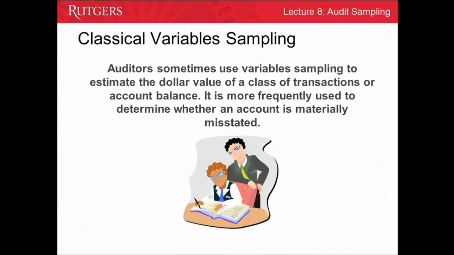The last type of statistical sampling technique is classical variables sampling. Classical variables sampling includes the sampling techniques typically taught in an undergraduate statistics class. While auditors sometimes use variables sampling to estimate the dollar value of a class of transactions or account balance, it is more frequently used to determine whether an account is materially misstated.